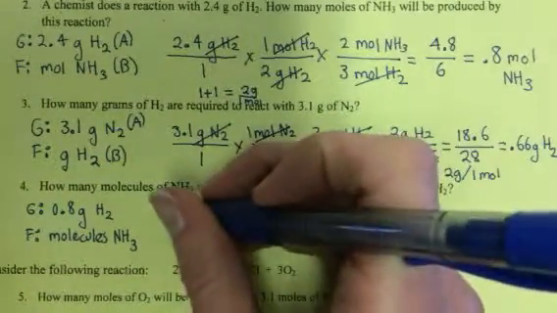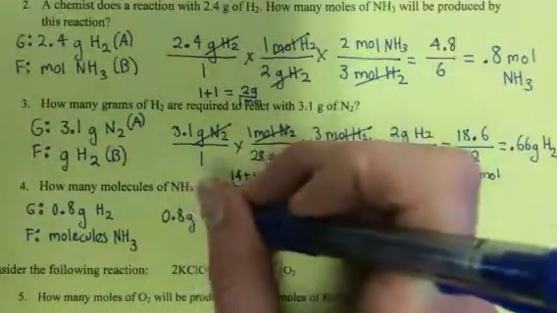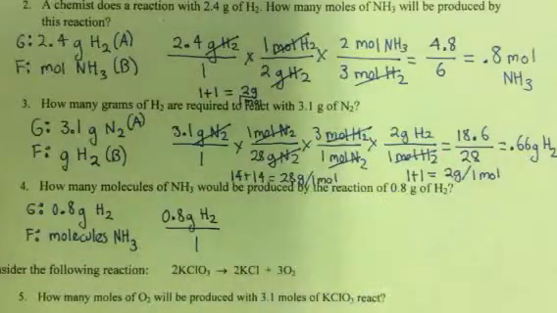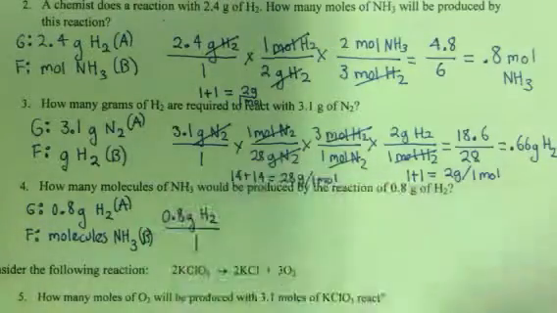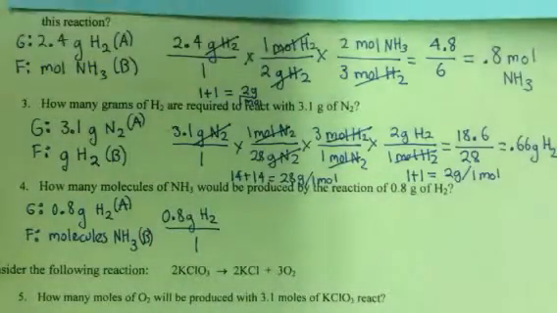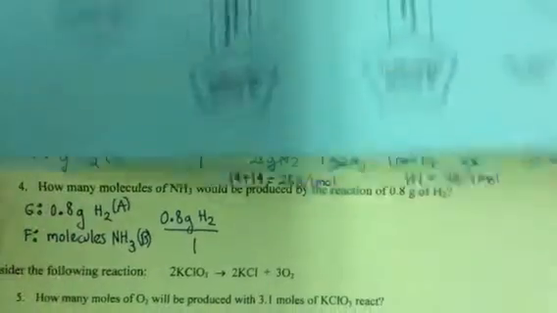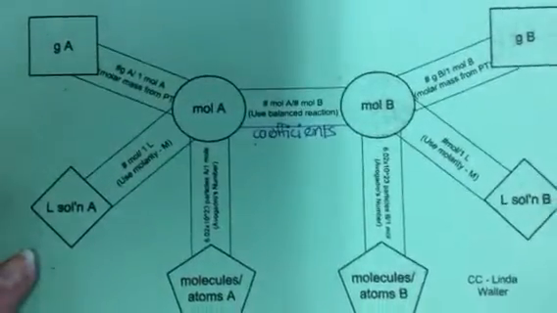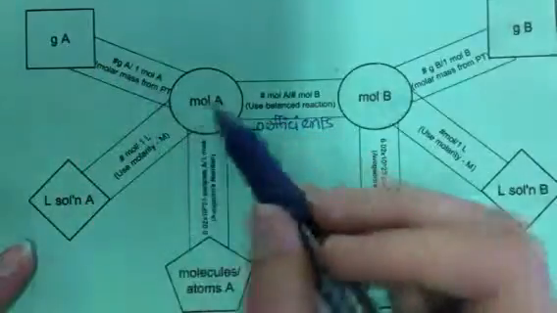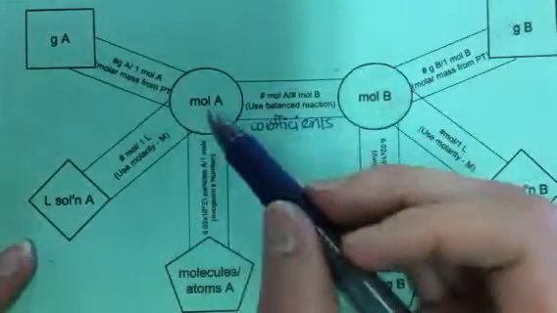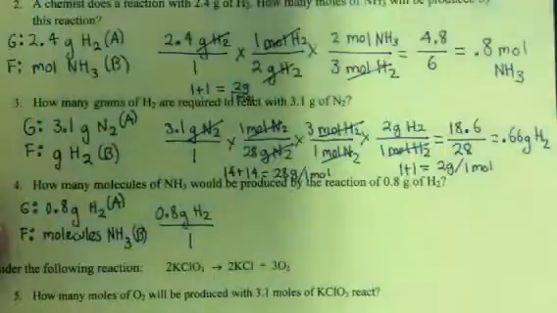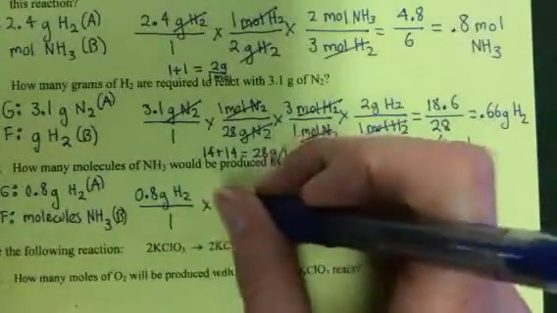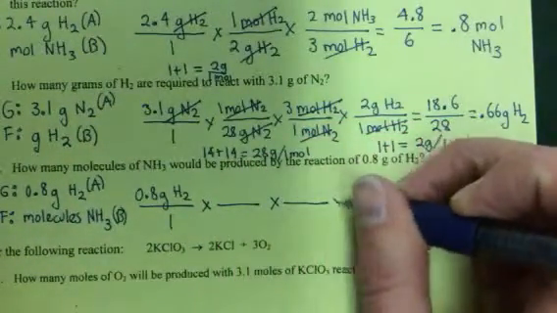So let's put the given over 1, 0.8 grams of H2 over 1. Now we're going to call H2 molecule A because I'm starting with it, and NH3 molecule B because I want to end with it. So I'm trying to go from grams of A to molecules of B. So my path is a little different this time. I'm starting right here, and instead of going up here, I'm going from grams of A to moles of A to moles of B to molecules of B. So I will still need 3 conversion factors, but the last one will be different. So let's draw 3 lines. 1, 2, and 3.